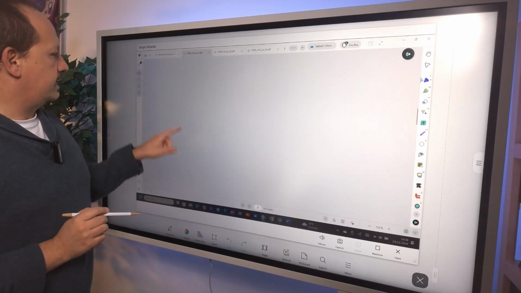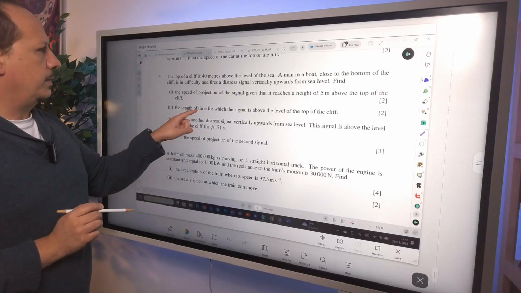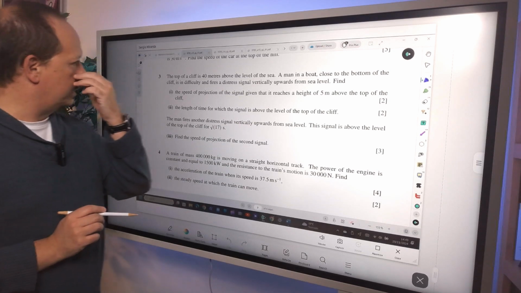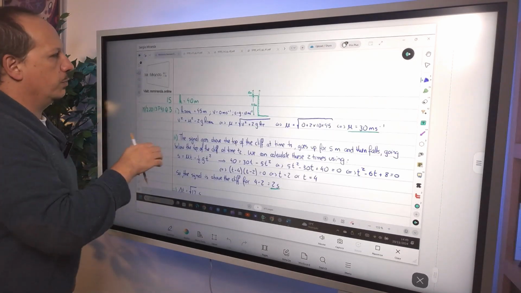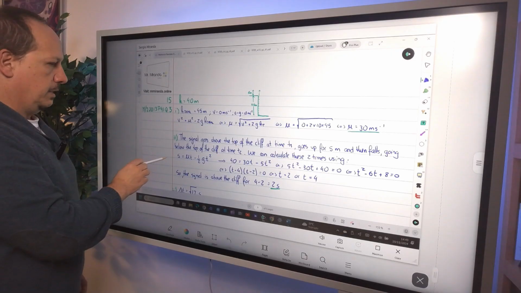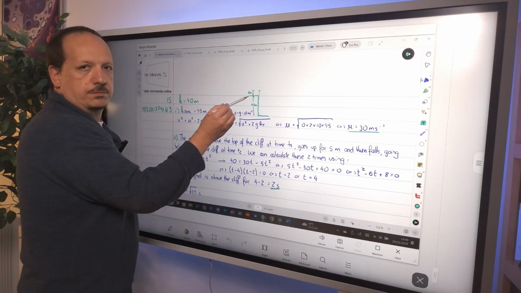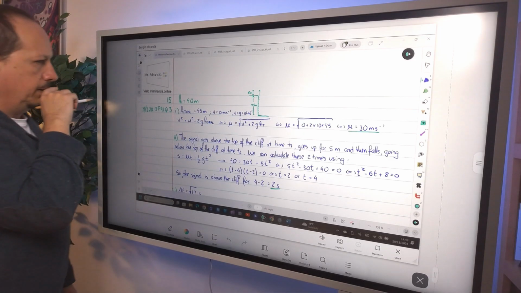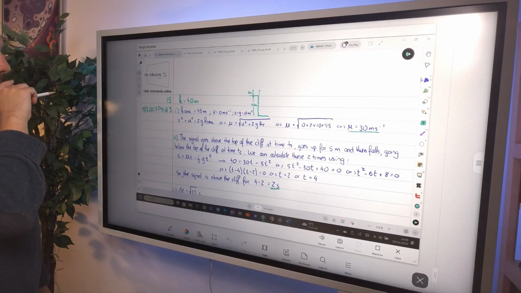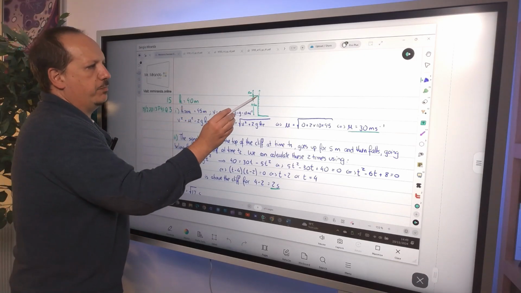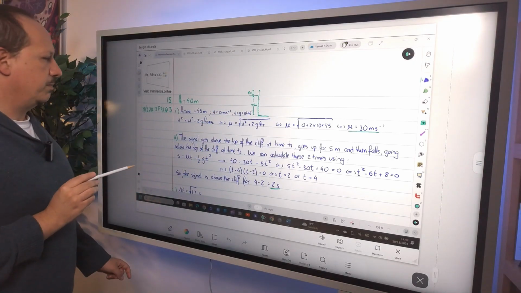On the second one, it asks you the length of time for which the signal is above the level of the top of the cliff. So you want the time it takes for the signal to pass this edge of the cliff, go up and go down, all right? So what's going on over here? The flare is going 5 meters up and then 5 meters down.